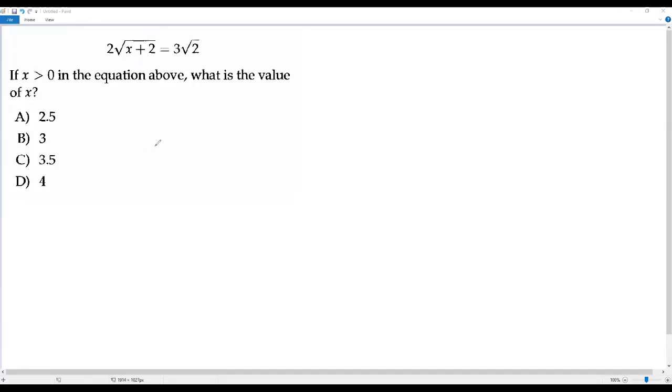Here we have the next problem. Let's go to the question. 2 times square root of x plus 2 equals 3 times square root of 2. If x is greater than 0 in the equation above, what is the value of x? In the given equation, we have to solve for x. Let me take the given equation as this: 2 times square root of x plus 2 equals 3 times square root of 2.